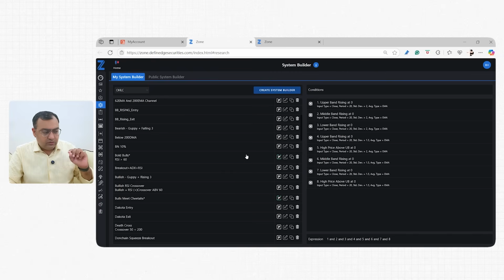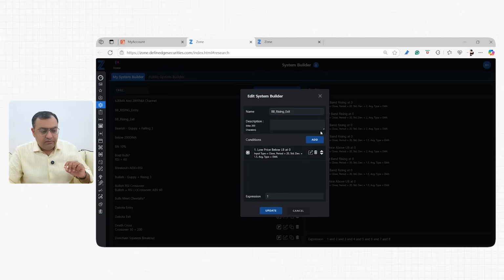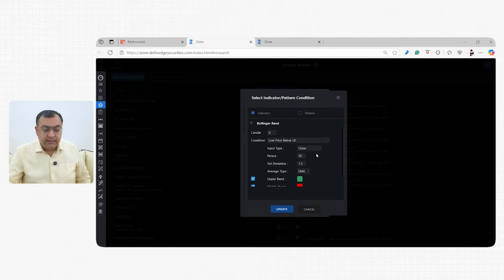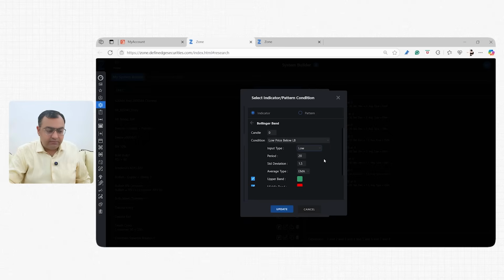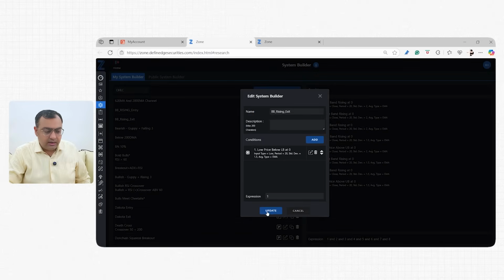And for exit, there is an exit criteria as well, where I've taken low at lower Bollinger Band at 21.5. I'm not taking 22, I'm taking 21.5, but instead of close, we will be taking low over here. So the low of the lower Bollinger Band. The difference is that the Bollinger Band will be calculated based on the low, because I don't want whipsaws exiting my trade. So I am considering the low of the 20 period Bollinger Band at 1.5, right? And I'll update it over here.